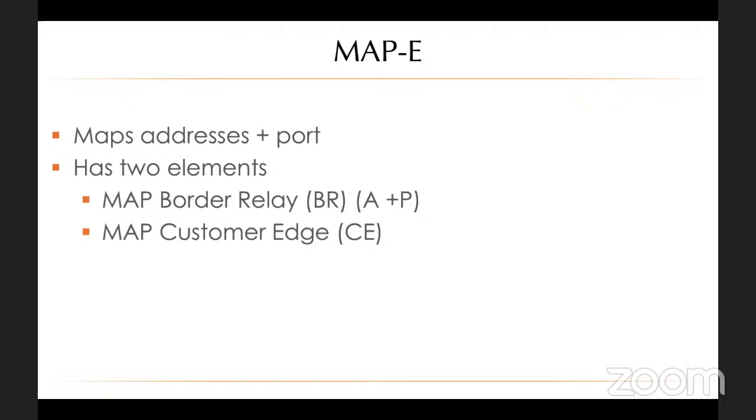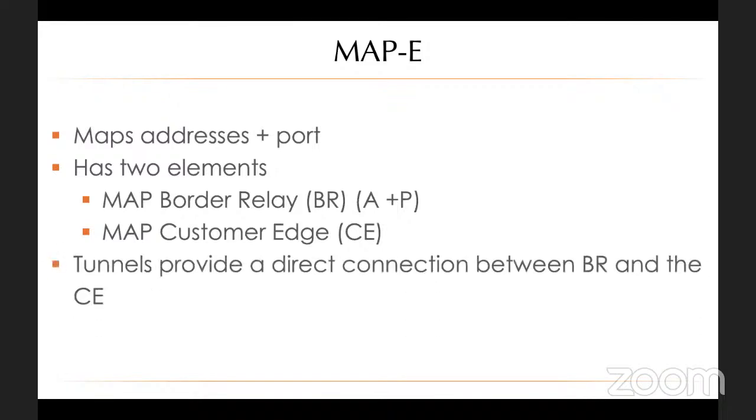So for MAP-E, it has two elements: the border relay, which is the tunnel concentrator, and then we have the customer edge, which is the CPE. So you can see for all these transition techniques, they're pretty similar. You're going to have your CPE, which does some functionalities, and then you're going to have either the tunnel concentrator or the device that does translation in the provider's network. So for MAP-E, the tunnels provide the direct connection between the BR and the CE.